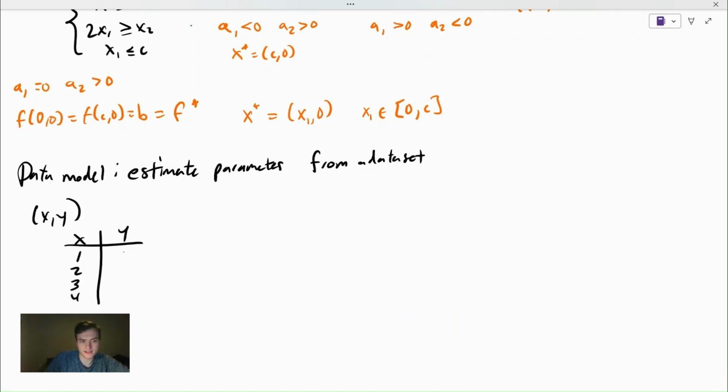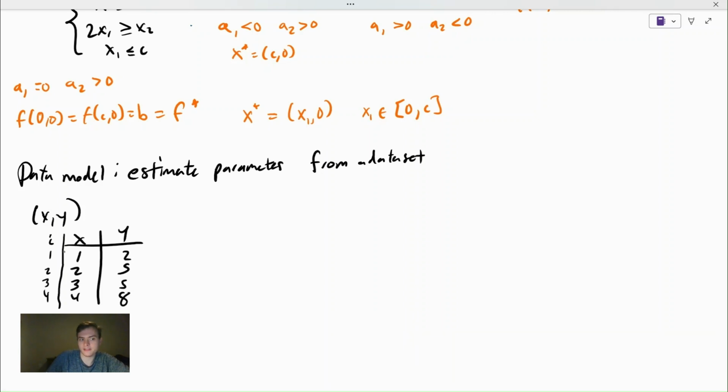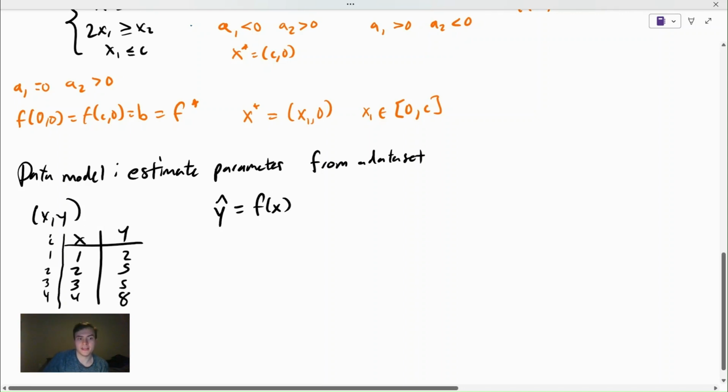And then let's say the y values are something like this. And then we could also think about implicitly, we have a column for the index i, 1, 2, 3, 4. So we have 4 data points. And we're saying based on this data set, we want to estimate parameters of some data model. So y hat equals f of x is going to be our model, right? We're saying that given an x value, we want to be able to predict the y value, right? So y hat is our predicted y value given an input x.